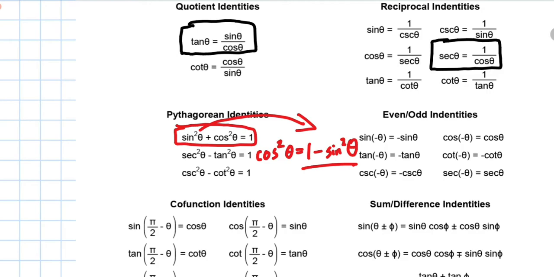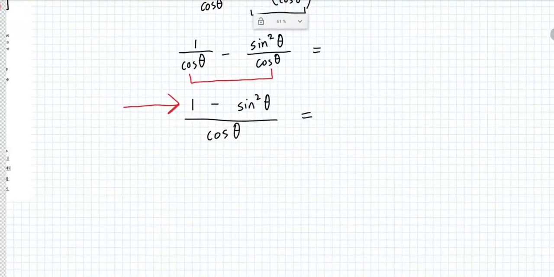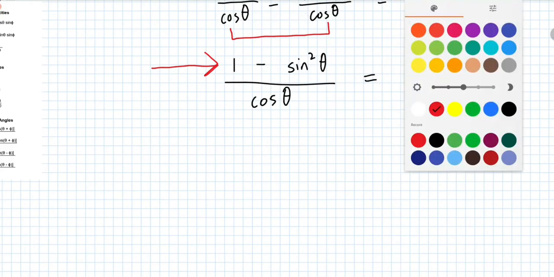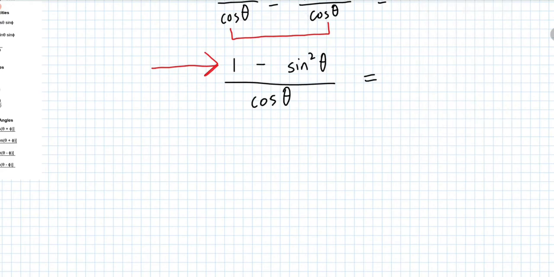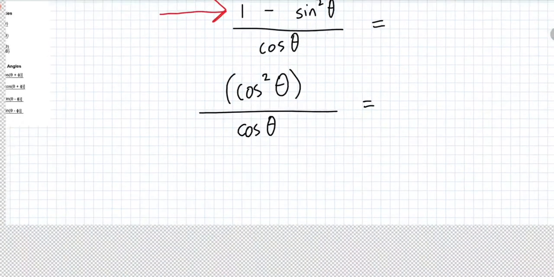Okay? So this is what we have. We're going to substitute it with cosine squared theta. Show you how we do that. So we just said that 1 minus sine squared theta is equal to cosine squared theta. Made our substitution. The denominator, of course, doesn't change. So that'll stay as cosine theta. And that's equal to our right side, which we haven't changed in a while.